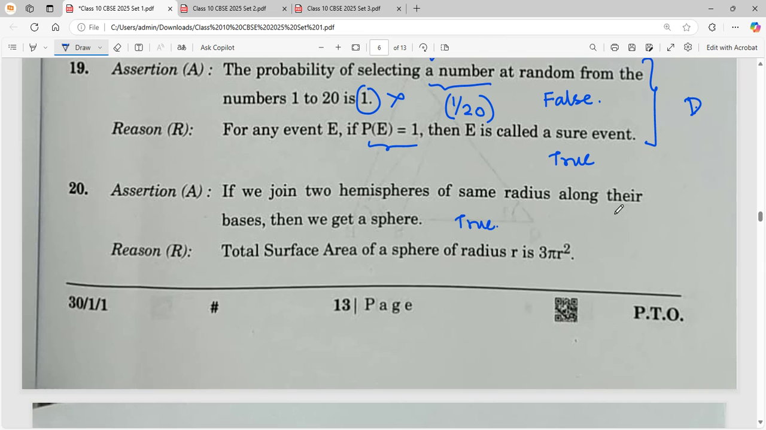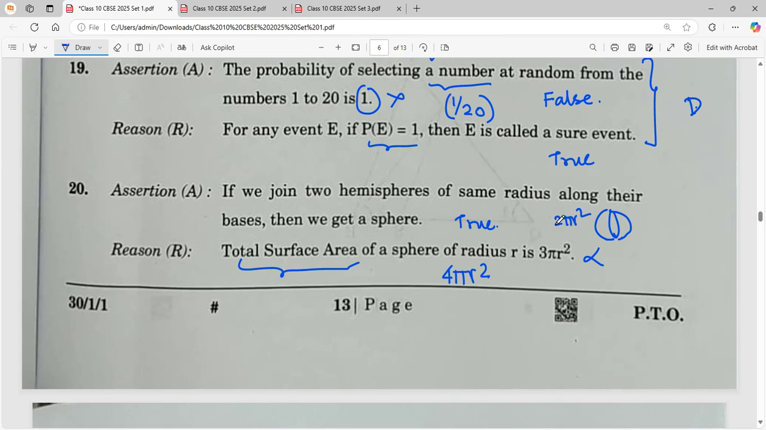So it is like this. If you join two hemispheres of the same radii, then you get a sphere. The total surface area of a sphere of radius r is 3 pi r square. That's false. The total surface area of a sphere is 4 pi r square. That's because you have 2 pi r square from the first hemisphere.